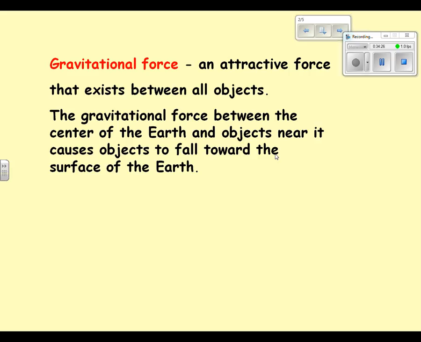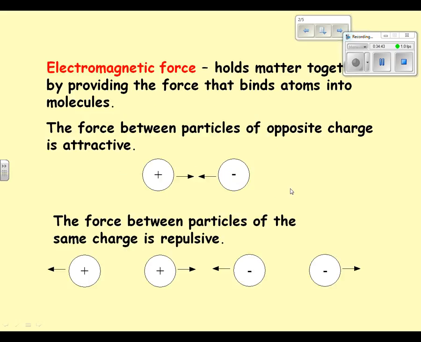Gravitational force between the center of the Earth and objects near it causes objects to fall toward the surface of the Earth, right? And this is known as a gravitational field, which takes up a whole unit next time, real soon. We're going to talk about gravity a whole lot more. Don't let it get you down.